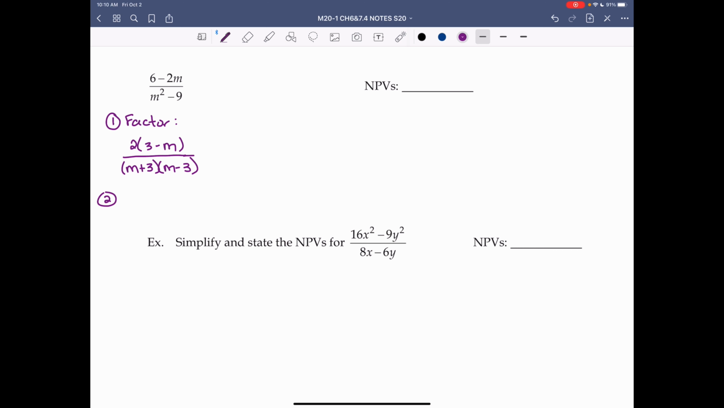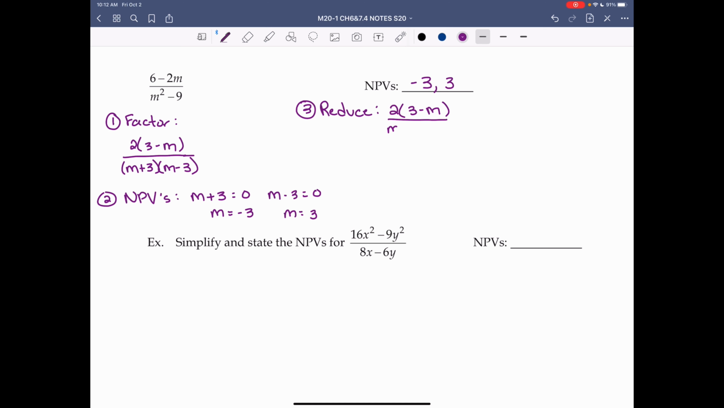Step 2 is our NPVs. We want to know when the bottom factors are equal to 0. M plus 3 equals 0 when m equals negative 3. m minus 3 equals 0 when m equals 3. So our NPVs are negative 3 and 3. Step 3, reduce our factored form to 2 times 3 minus m over m plus 3, m minus 3.